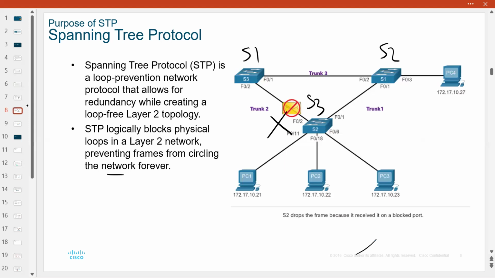When this one is blocked, we no longer have a loop, because a frame can no longer circle around. So we have a frame traveling in one direction, instead of going back and forth at times. That should not happen.